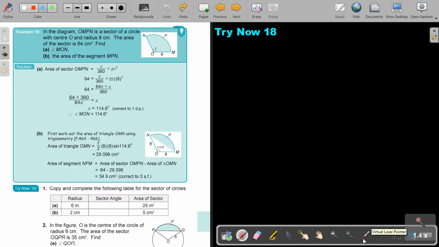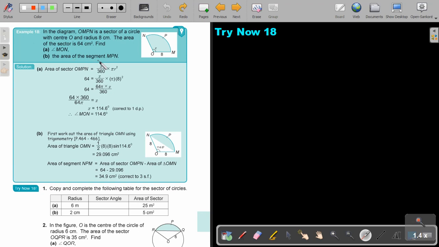18, yes, that's correct. In the diagram, OMPN is the sector of the circle with center O and radius 8. The area of the sector is given, and you must find the angle. Now, how do I do that? I just take the formula, I just substitute, and I just make x the subject of the formula. And I press this on the calculator. That will be multiply, that will be divide, and I get the answer correct to 1 decimal place.